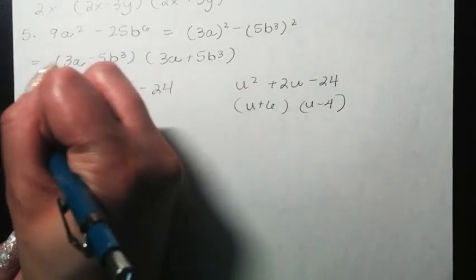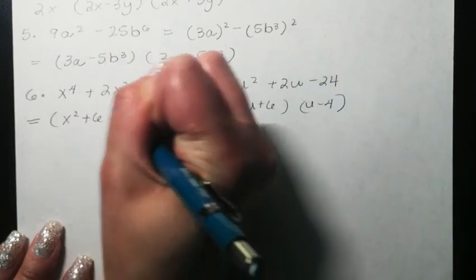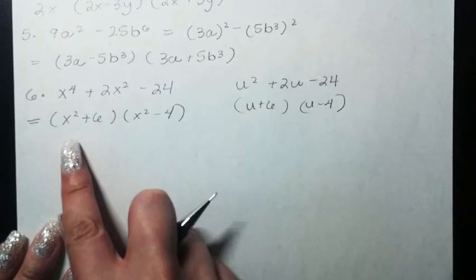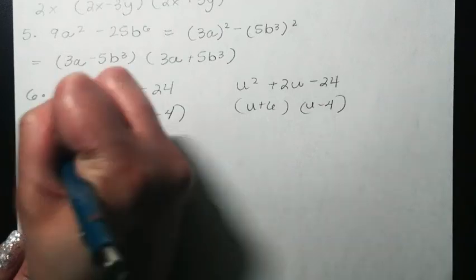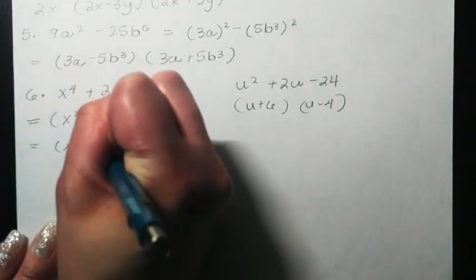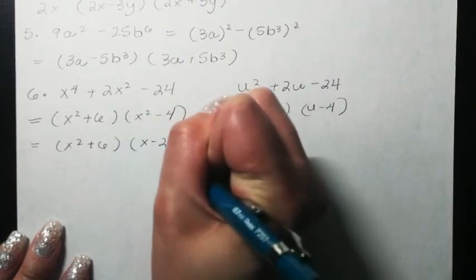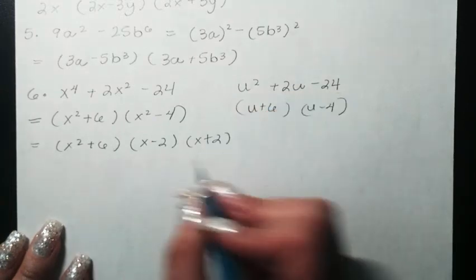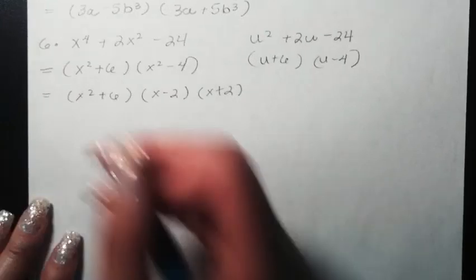Now for this one, instead of u, you have u as x squared, so you have x squared plus 6 times x squared minus 4, and then you need to analyze, hey, can I factor this more? This one you cannot, because that would give you something complex. Now this one we can do more. We know that it's x minus 2, x plus 2, and that's as much as I can do for number 6.